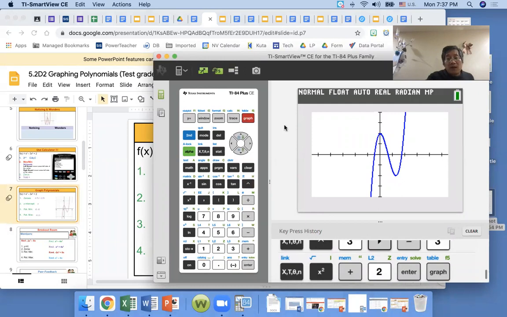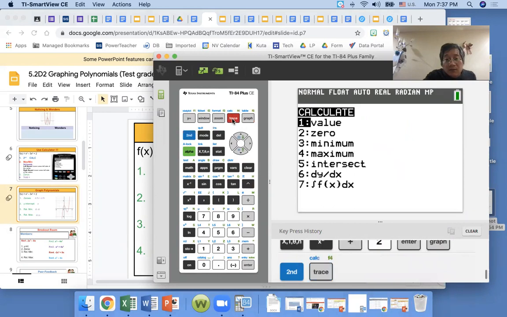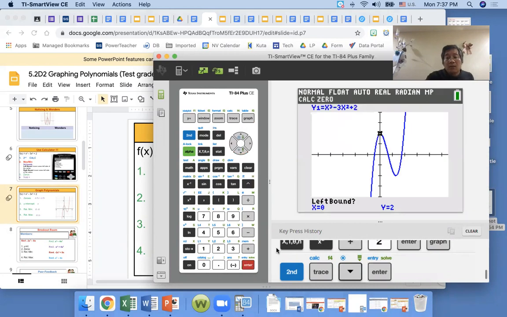Now what do you need to find? Let's find this zero. What is the first thing? How do you do it? Yes, second calculation, which is trace. Zero is here, so go down, zero, enter. Always left bound. Your point is here, the left side is this way, so your cursor must be here, right? So let's move, move, move. Yes, now you are on the left side. You can go more, it's okay, but don't go too far. Then enter.